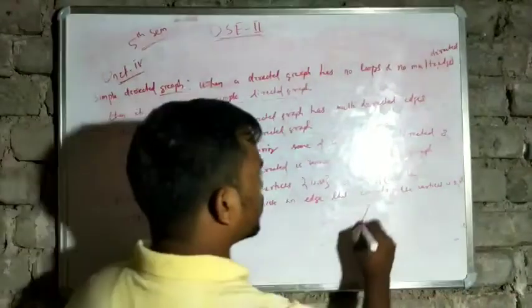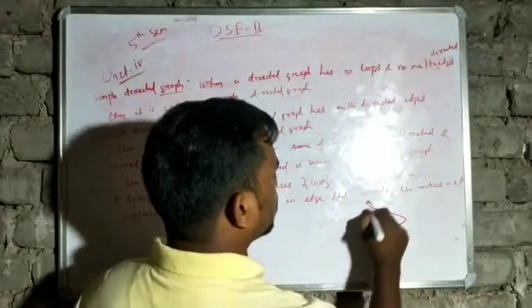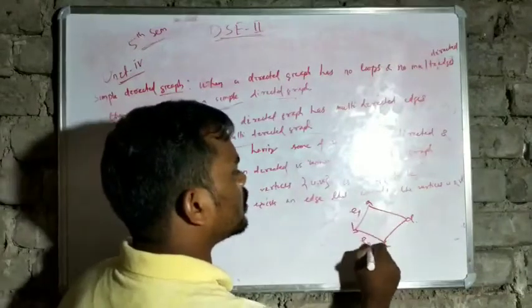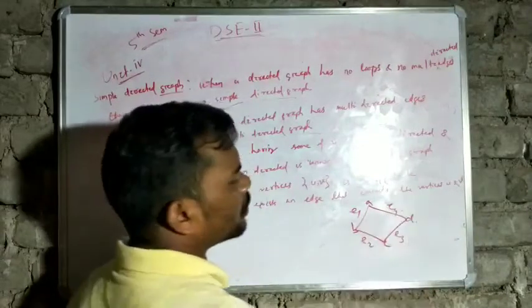Okay, so suppose this is a graph. A, B, C, D are the vertices. E1 is an edge, E2, E3, E4, these are four edges.